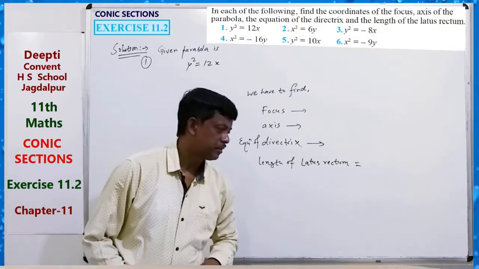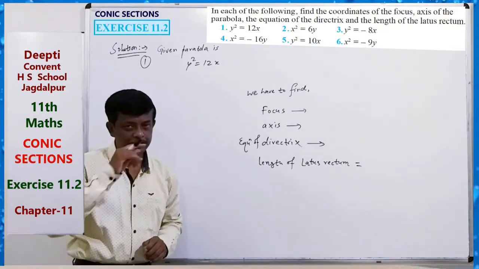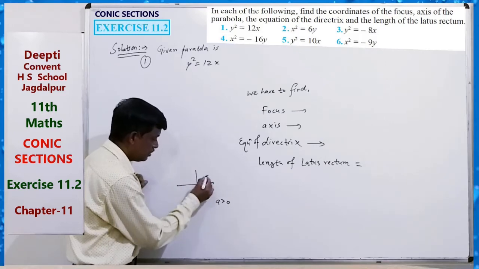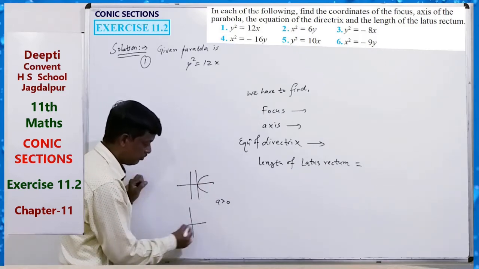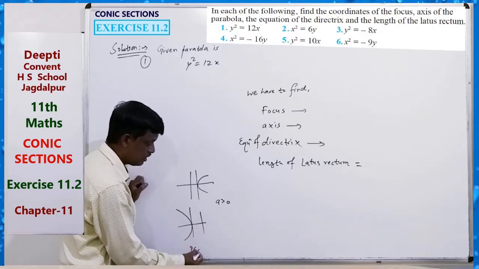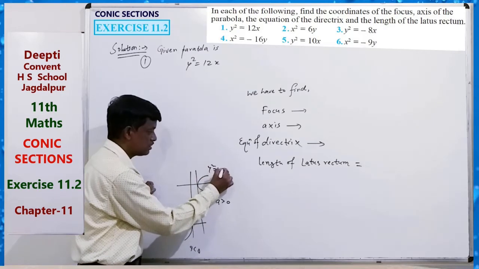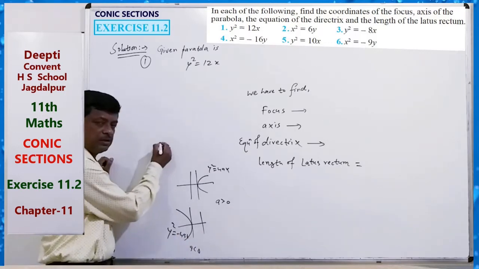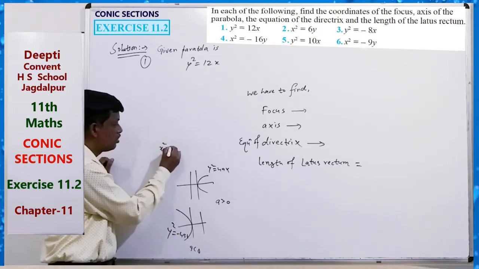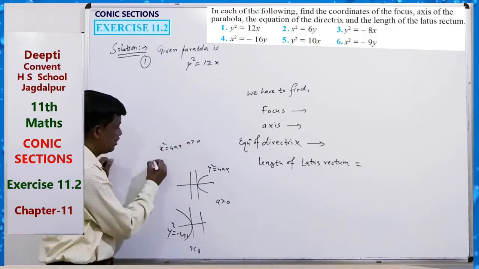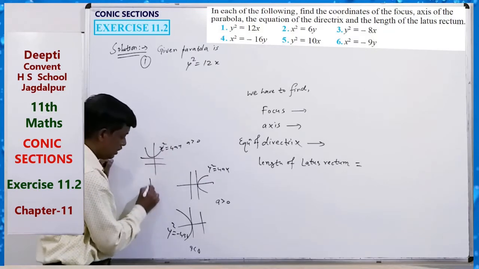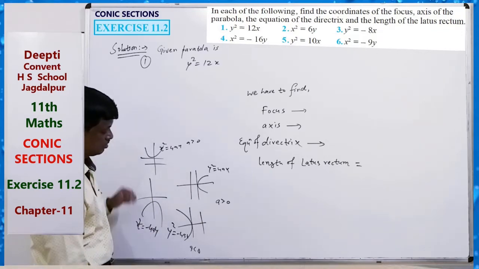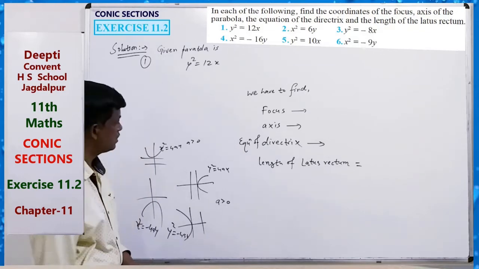Y square equal to 12x. Okay, this is given. Now here, one thing. In case a is greater than 0, then it is a right-handed parabola, and for a left-handed parabola a is less than 0. This is y square equals to 4ax. This is y square equals to minus 4ax. And similarly, upward parabola x square equals to 4ay, a greater than 0, and x square equals to minus 4ay. Here a is always greater than 0. Clear?